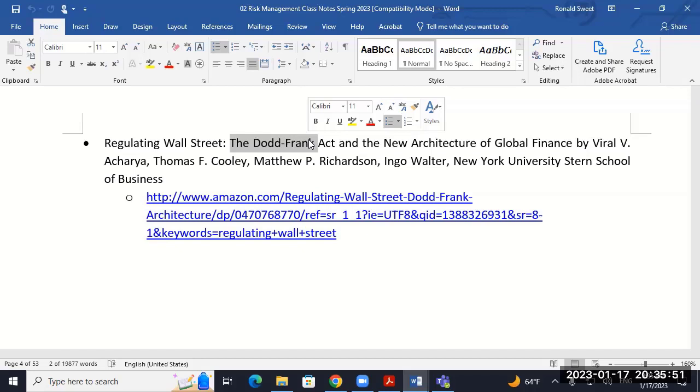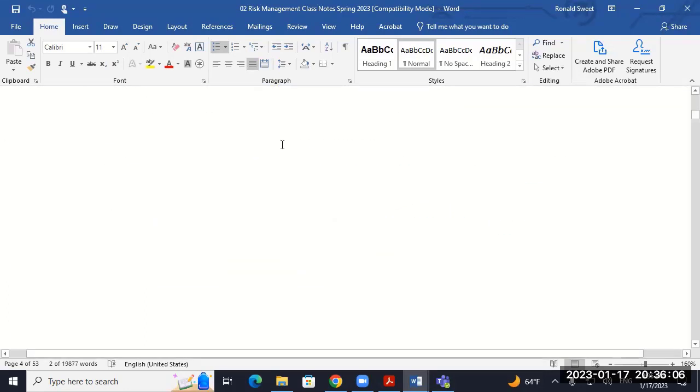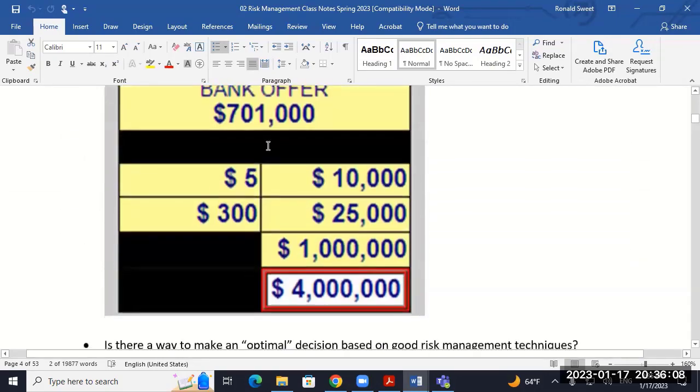If we had Dodd-Frank in 2007, would 2008 not have been quite so bad? And their argument is it probably would have been about just as bad. And they're going to say, if they'd done these things, they could have prevented a lot of issues. All right. So I'm reading there. So next class, we're going to start off with this right here.